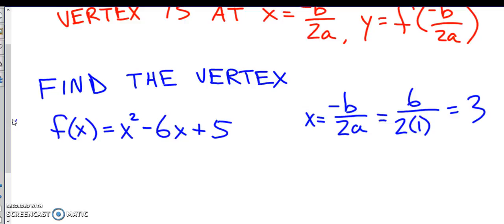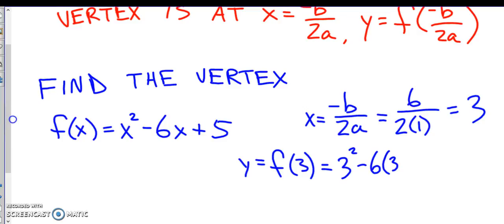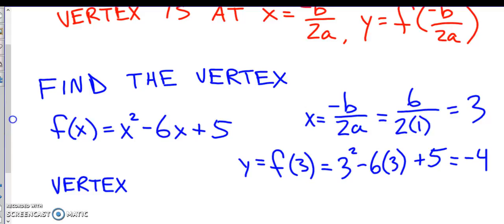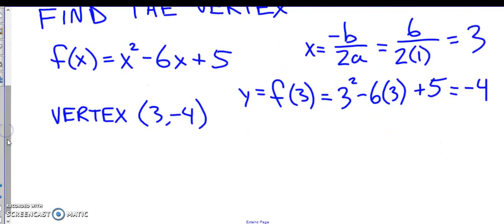And then to get the y coordinate, I would say y equals f of 3. So I would plug in 3. So this would be 3 squared minus 6 times 3 plus 5. So that would be 9 minus 18 is negative 9, plus 5 is negative 4. So the vertex would be 3, negative 4. And of course, then the axis of symmetry would be x equals 3.